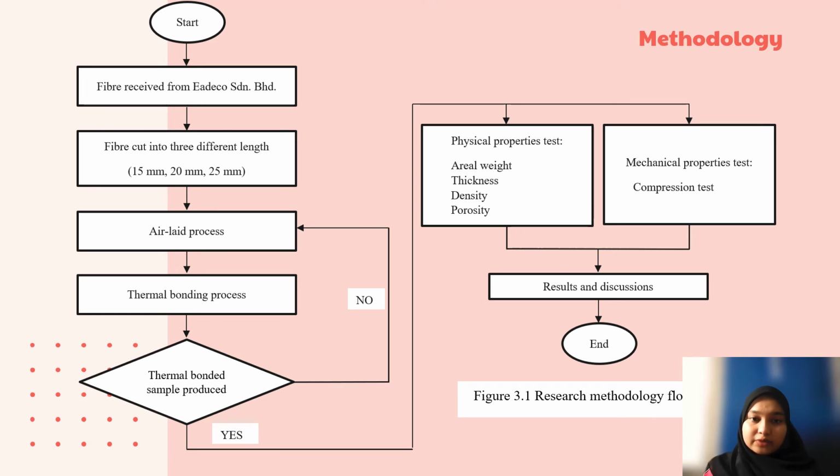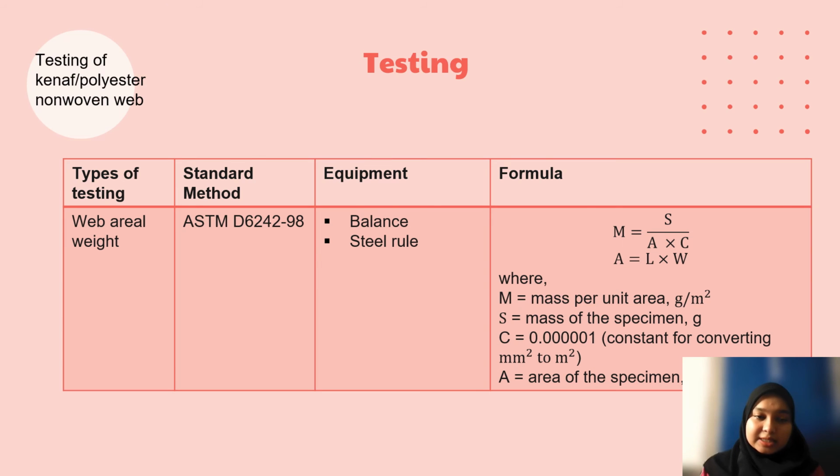Then, each of the samples produced will undergo several tests, which are the areal weight test, thickness test, density test, porosity test, and compression test to observe their physical and mechanical properties. The specification of the areal weight test is shown in the table in the next slide. This study consists of 5 tests, which are web areal weight, web thickness, web density, web porosity, and compression testing to analyze the produced kenaf polyester nonwoven web properties when using different fiber lengths.